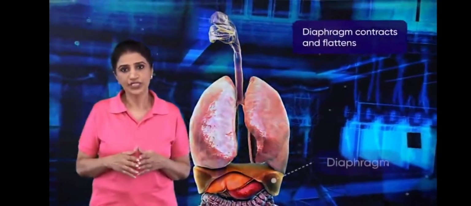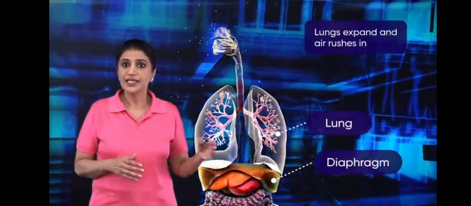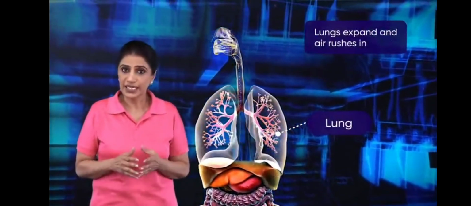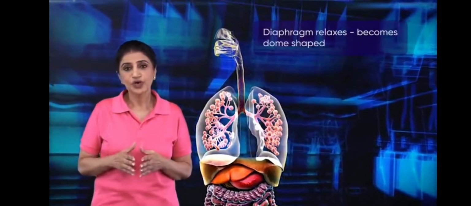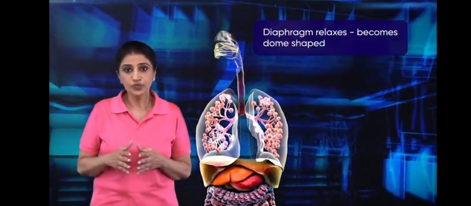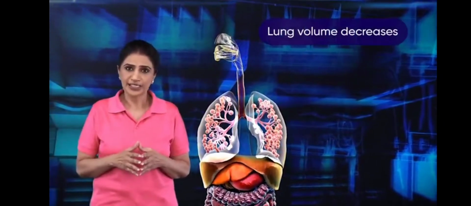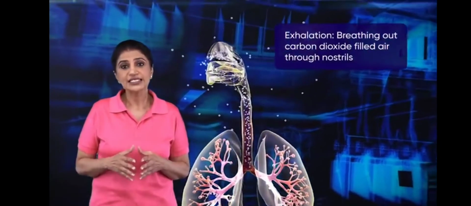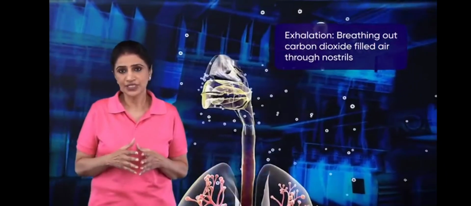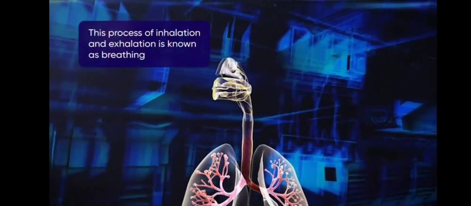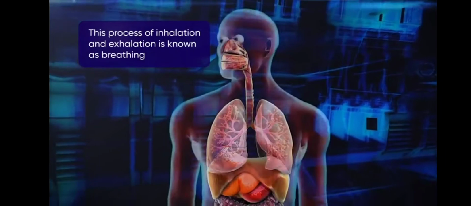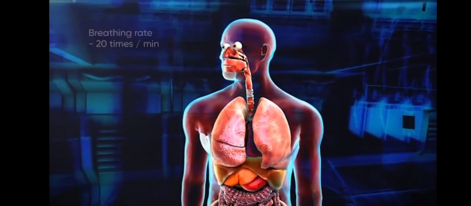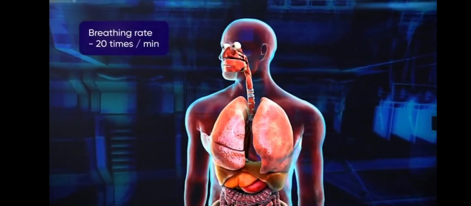After the contraction of the muscular diaphragm, the lungs expand and air rushes in, resulting in the inflation of the alveoli. During exhalation, the diaphragm moves up and the lungs contract. Thus, the alveoli deflate, causing the air to be forced out. This exhaled air is rich in carbon dioxide. The process of inhalation and exhalation is known as breathing, which happens approximately 20 times per minute.